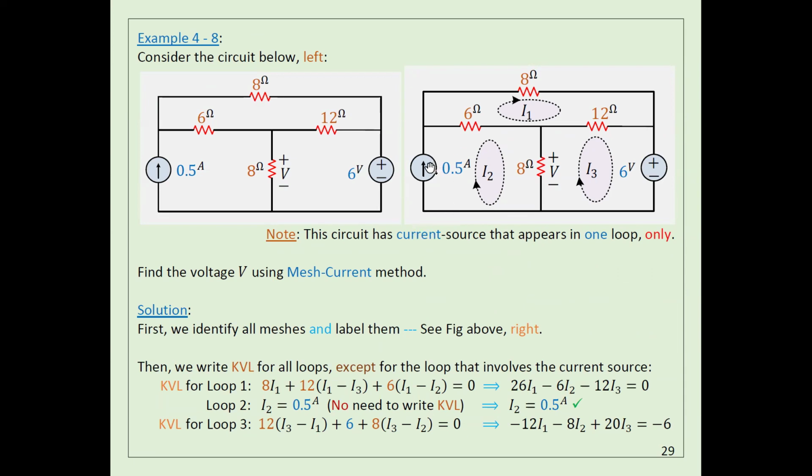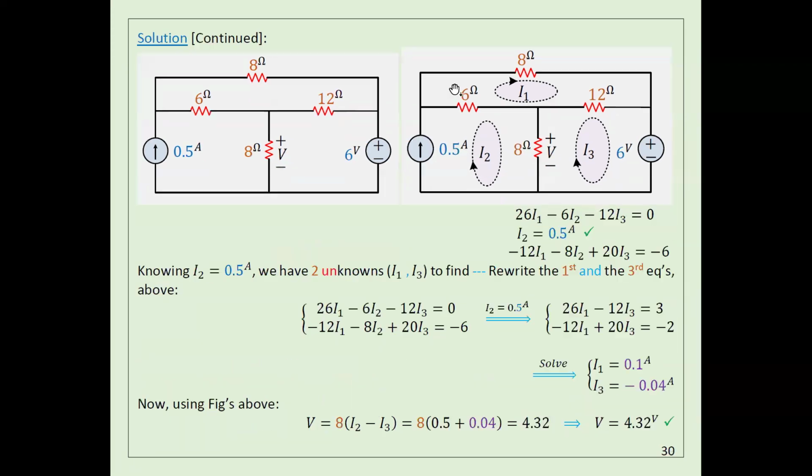But I'm going to ask another question. What if the direction is down? In this case, the direction is not up, it's down, so I would say I2 is equal to negative 0.5. You got it? If the direction is down, I would say I2 is equal to negative 0.5 instead of 0.5.